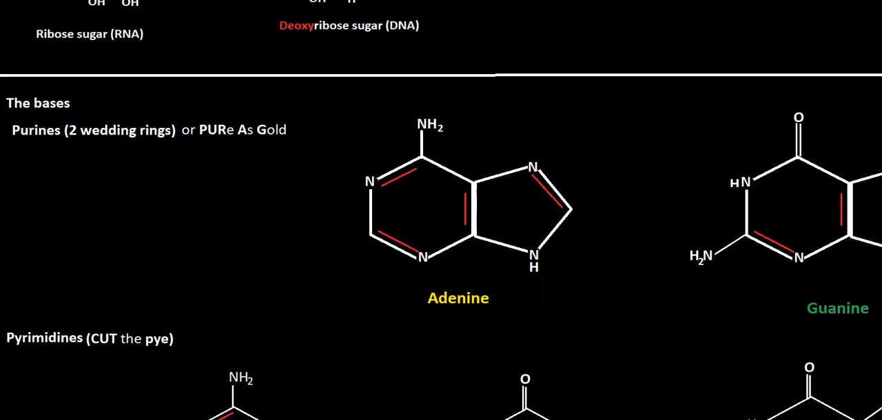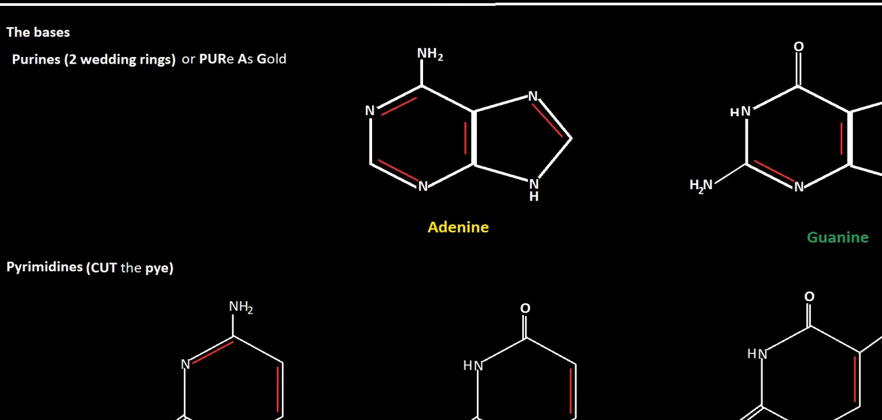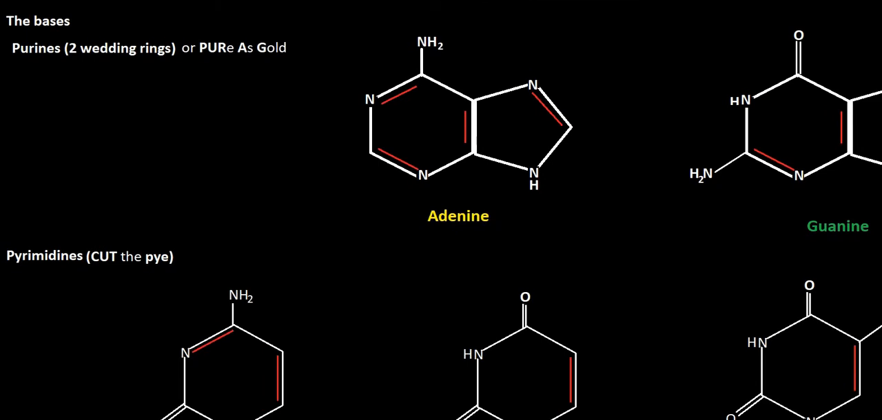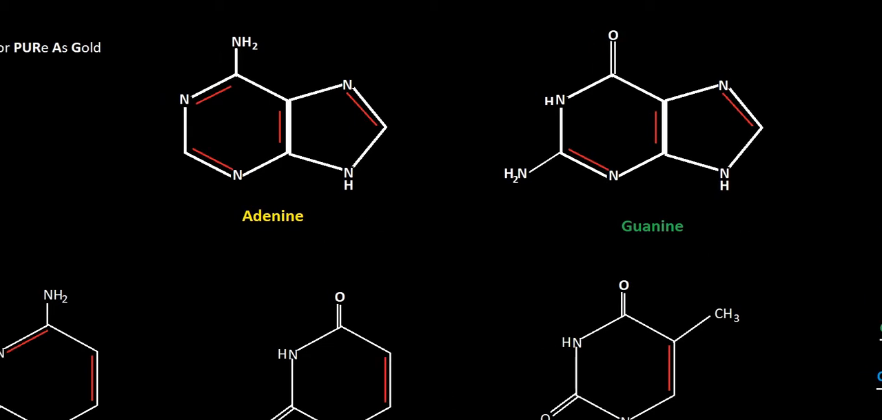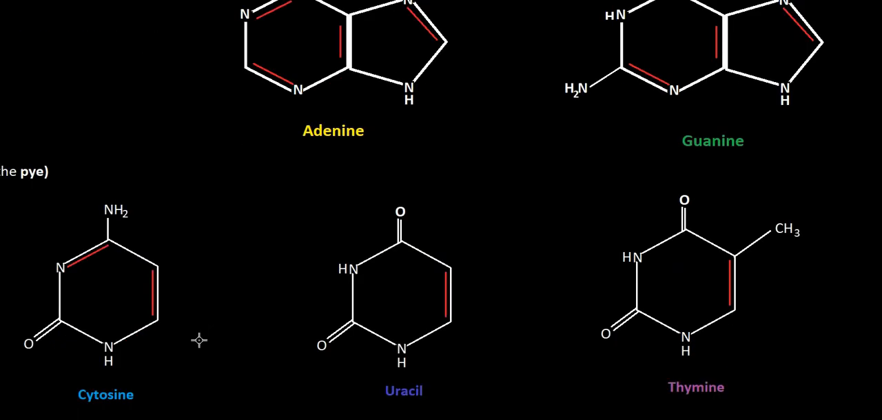Now there are 5 types of nitrogenous bases that are found in DNA and RNA. Only 4 of them are found in DNA, and only 4 of them are found in RNA. The first type of nitrogenous base is called adenine, and then you have guanine, cytosine, uracil, and thymine. In DNA, you will only find adenine, guanine, cytosine, and thymine. And in RNA, you will only find adenine, guanine, cytosine, and uracil. And we'll talk more about that in a little bit.